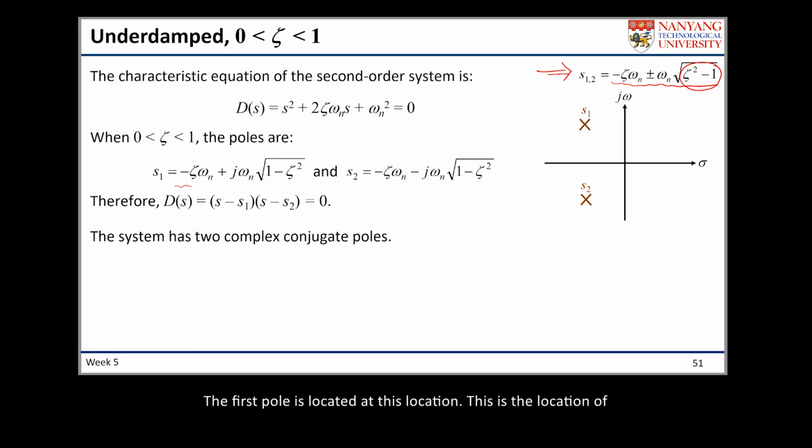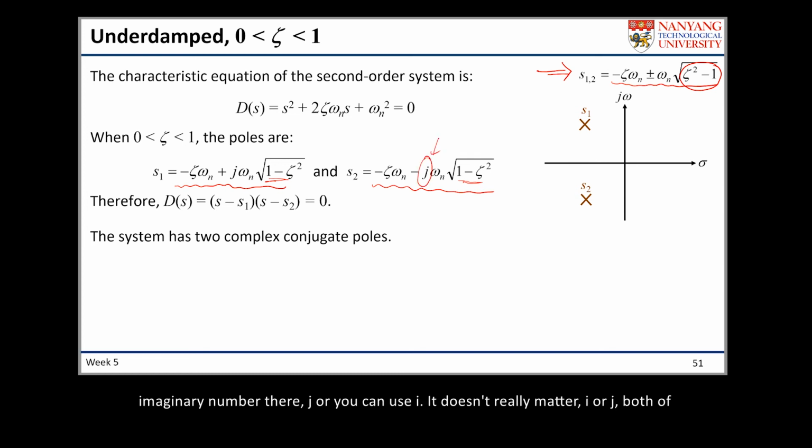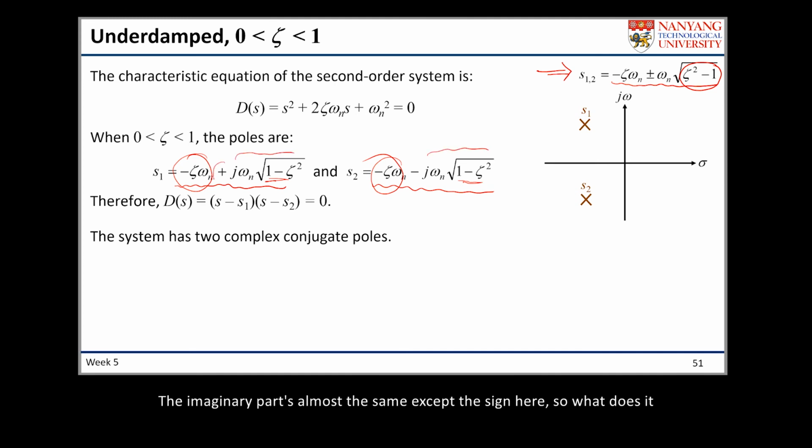The first pole is located at this location. This is the location of the second pole. Please take note here. I just referred to this part here, the one under the square root, and then I put a notation of an imaginary number there, j, or you can use i. It doesn't really matter. I or j, both of them are the same. So what you see here, your poles are complex numbers. If you look at it more carefully, the real parts are the same. The imaginary parts are almost the same except for the sign here.